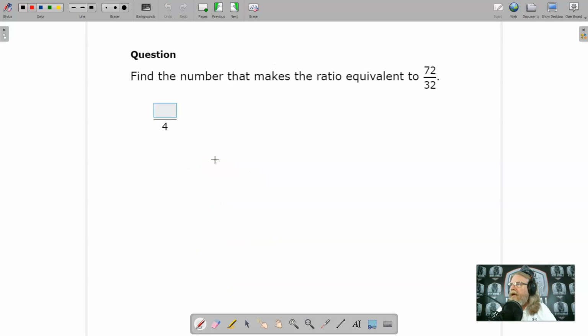On the next one, I have 72 to 32. 72 to 32. And that is equal to some number over 4. Look, they've actually given us a fraction. They stopped using the colon for the ratio. Now they're writing it as fractions for us, so we don't even have to convert it. So then we'll put x here for the unknown value. Now, 32 divided by some number equals 4. Well, I believe that's 8.